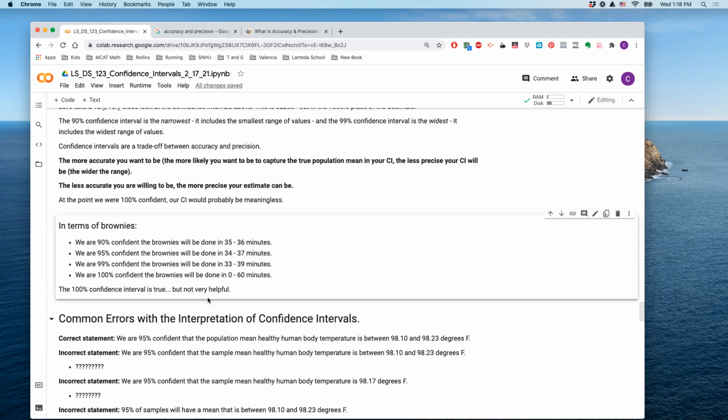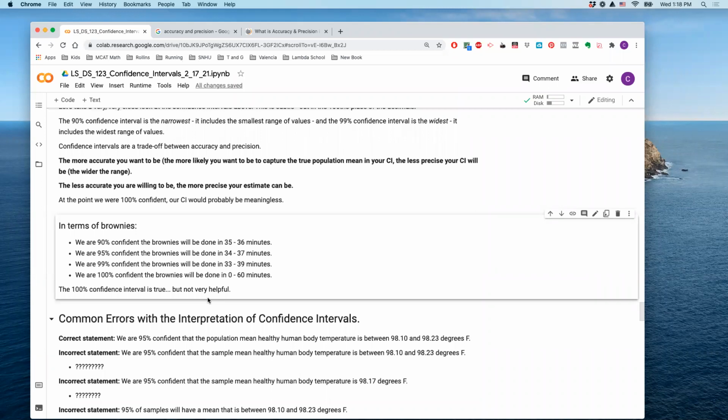Leading up to the point that you were 100% confident with your confidence interval, it would probably be so wide that it would be completely meaningless. So, in terms of baking brownies, well, I'm 90% confident that the brownies are going to be done in 35 to 36 minutes. So that's a pretty narrow range of a guess of how long they're going to be done.